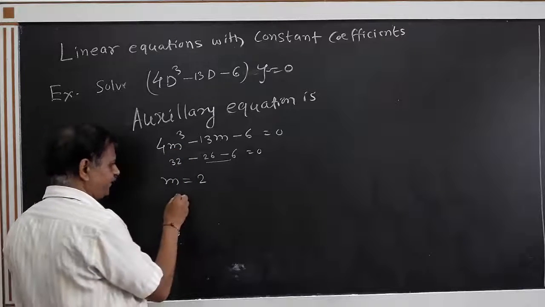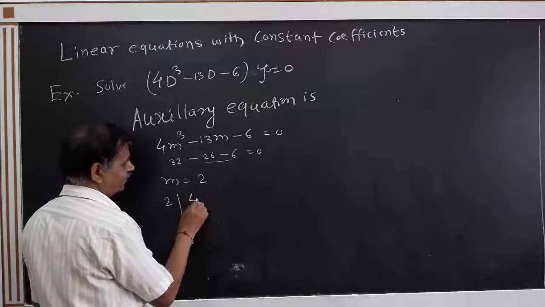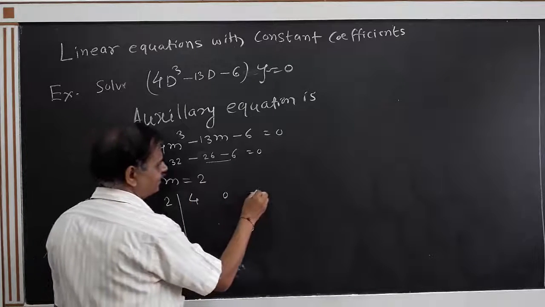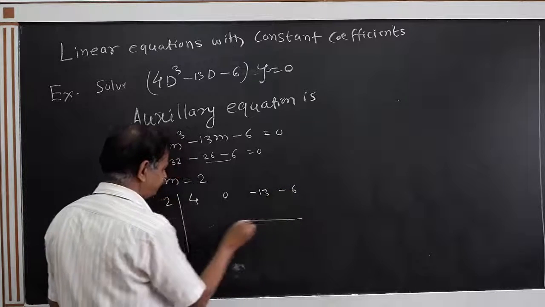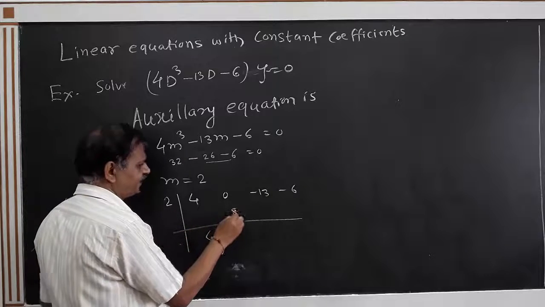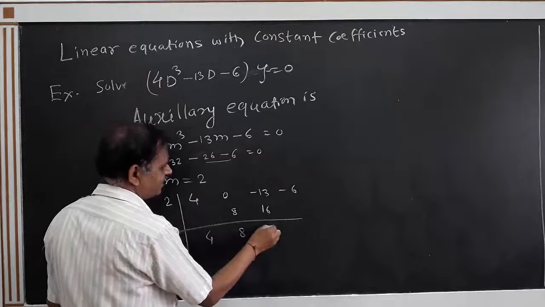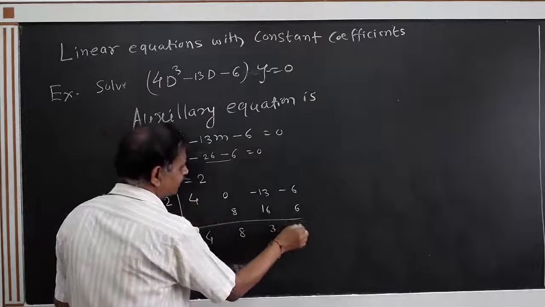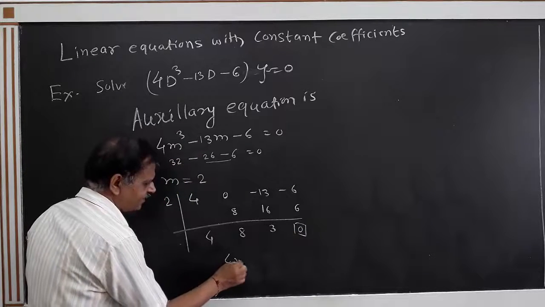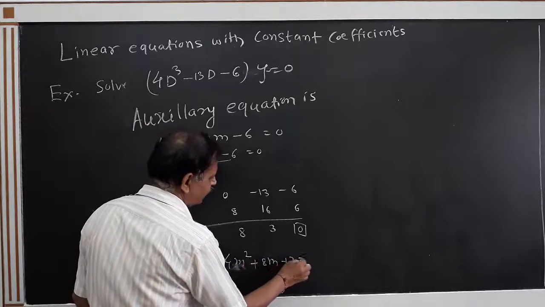For finding other roots, we shall divide synthetically by m equal to 2. 4, coefficient of m cube. The m square term is absent, therefore we shall reckon 0, minus 13, minus 6. 4 is carried as it is, 4 into 2, 8, 8 plus 0 is 8, 8 into 2, 16, 16 minus 13, 3, 3 into 2, 6, 6 minus 6, 0. Therefore, the second quadratic equation is 4m square plus 8m plus 3 equal to 0.